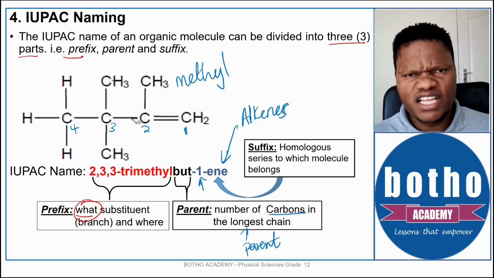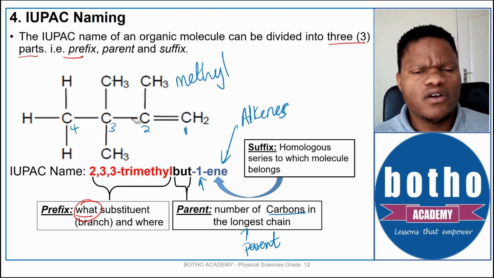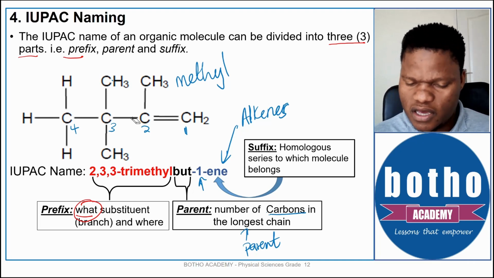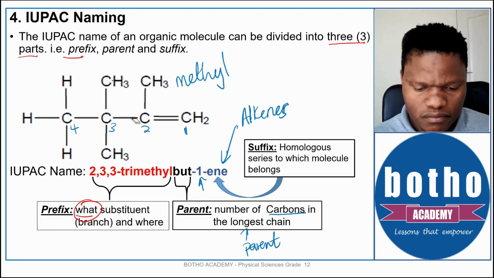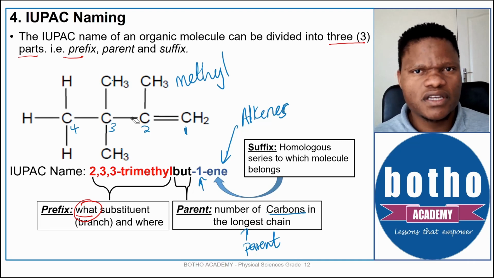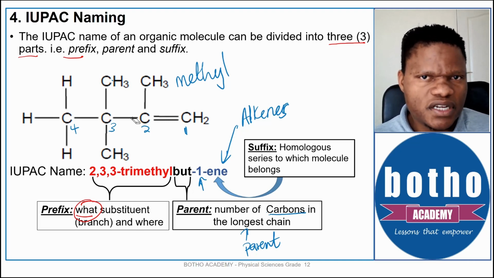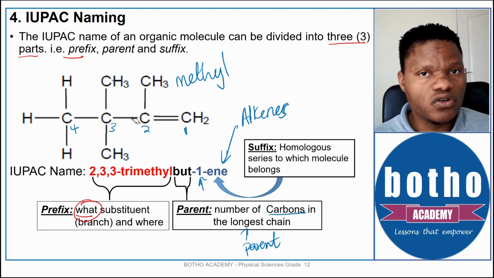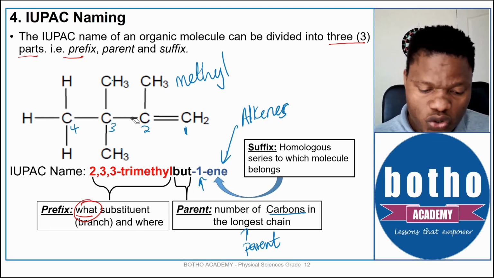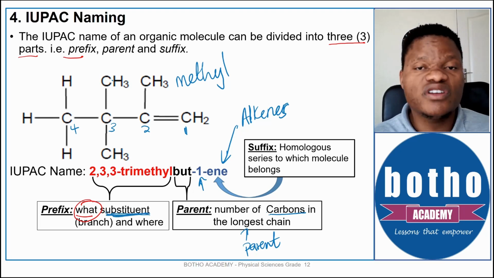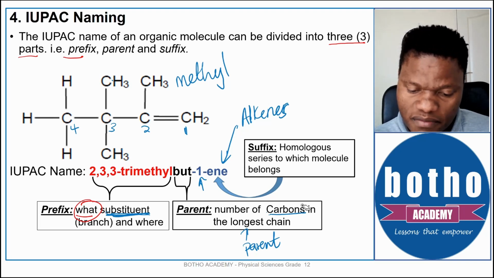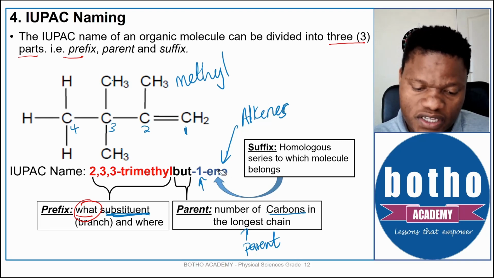Okay, in a nutshell, this is the structure of the IUPAC name of an organic compound or an organic molecule. It's divided into 3 parts: the prefix, the parent, and the suffix. And also you should know that the prefix is not always there. There are molecules that do not have substituents. So if a molecule does not have substituents, definitely there will be no prefix. It will only have a parent name and a suffix.